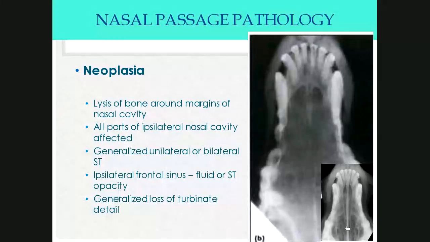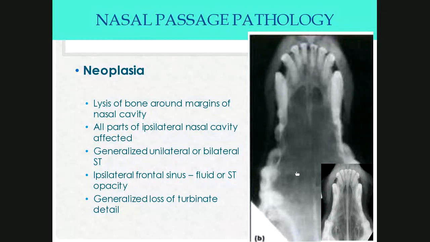So the typical radiological signs of neoplasia is lysis of the bone around the margins of the nasal passages or nasal cavity. Usually all parts of the ipsilateral nasal cavity are affected. It can be a generalized unilateral or bilateral increase in soft tissue opacity. The ipsilateral frontal sinus may often be involved, containing fluid or soft tissue opacity, and there tends to be a generalized loss of turbinate detail, and the vomer or the nasal septum is often destroyed. So in this example that I've got here, there's bilateral patchy increased opacity.